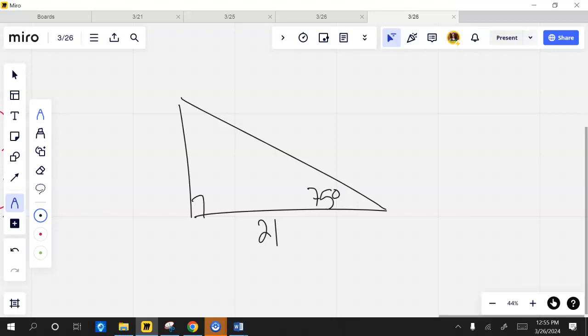So starting here, I would say this angle is the easiest to find. Do you agree? All right, so what's that, 15 degrees? How did you know that?